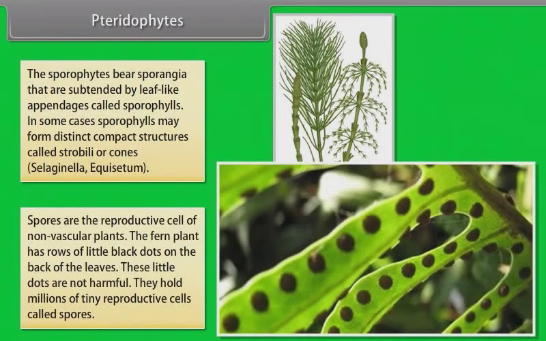Spores are reproductive cells of plants. The fern plant has rows of little black dots on the back of the leaves. These little dots are not harmful.